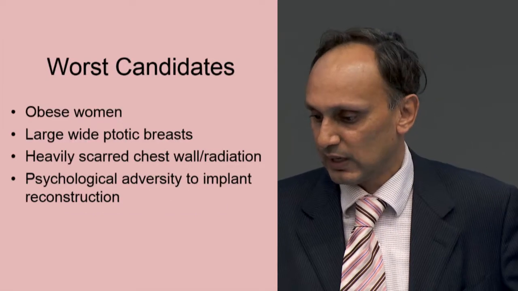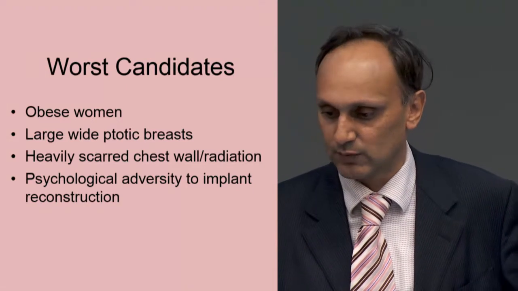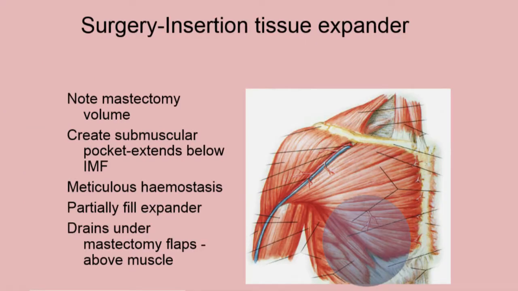Candidates who are obese, have large ptotic breasts, or a heavily scarred chest with radiation are not good candidates for expanded implant reconstruction. The surgery is a two-stage reconstruction. The first stage is insertion of a tissue expander. You mark your patient up preoperatively, marking the inframammary fold. The dotted line represents where your expander is going to sit, a couple of centimetres below the inframammary fold, and the nipple areola complex is excised as an ellipse.